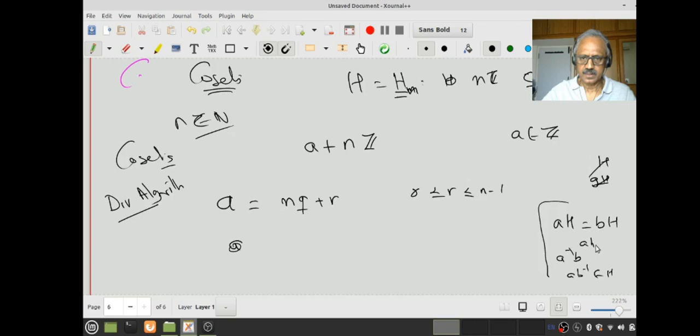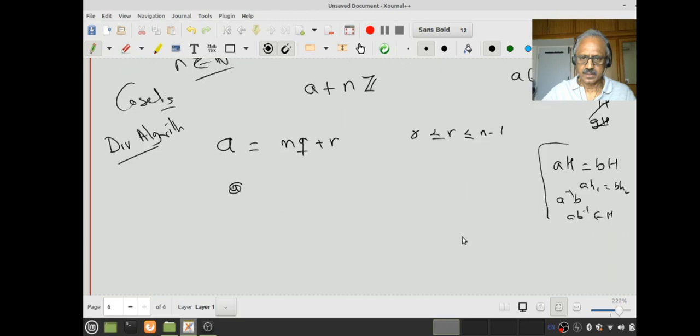You understand this? a h1 must be equal to b h2, therefore h1 equals a inverse b h2. Therefore a inverse b will be some multiple. Now let's look at a minus r, which is n times q. This is an element of nZ, that is our subgroup H_n. Therefore, the coset defined by a plus nZ must be the same as the coset defined by r plus nZ.